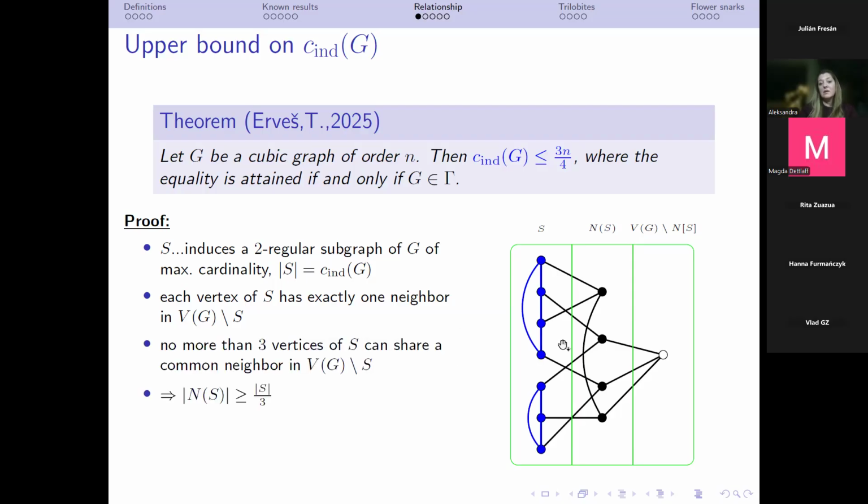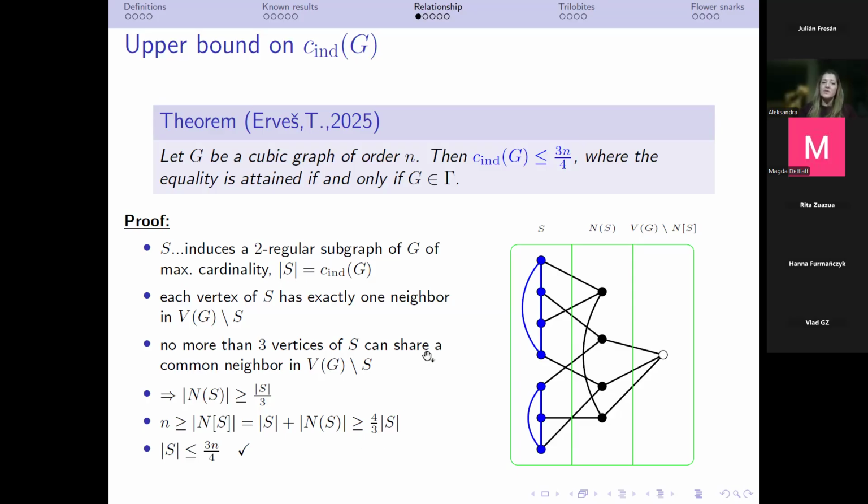So what do we get from this? We immediately get that the cardinality of the open neighborhood, these black vertices here, is at least the cardinality of S over 3. And from this we get this chain of inequalities. So n is, of course, at least the cardinality of the closed neighborhood, that means blue plus black vertices, and from this inequality we obtain this, and we have our result.